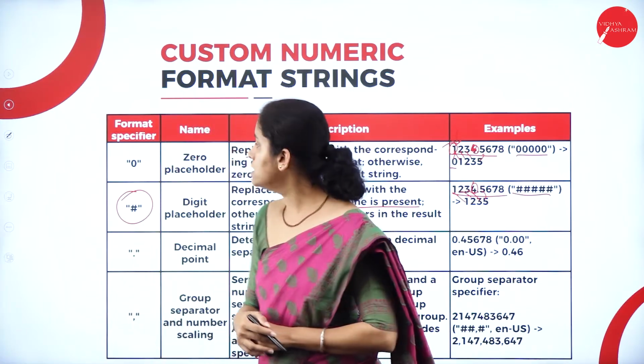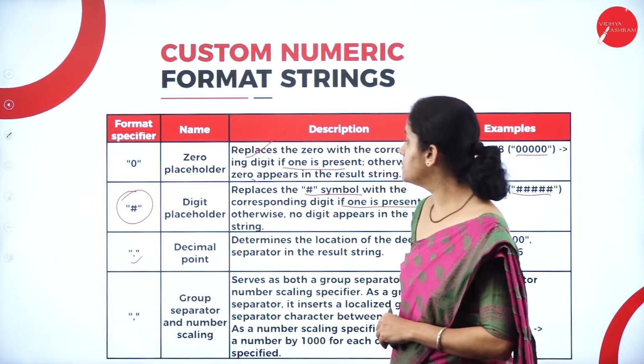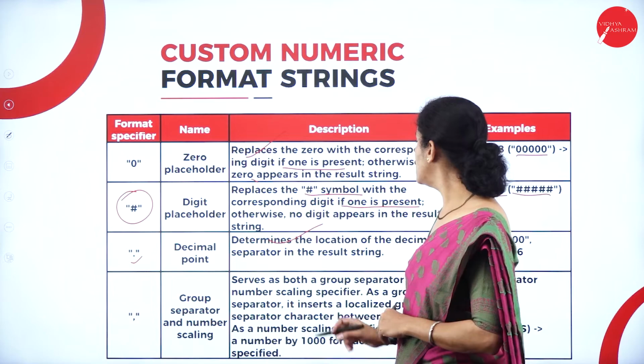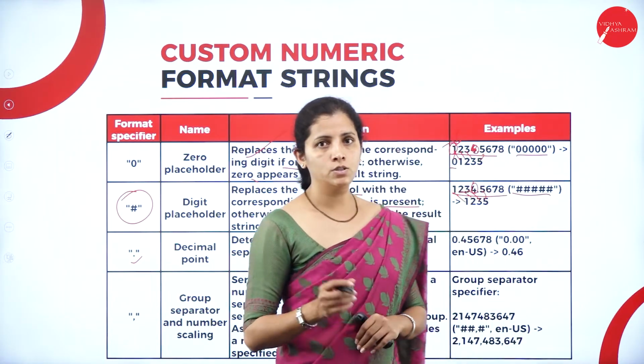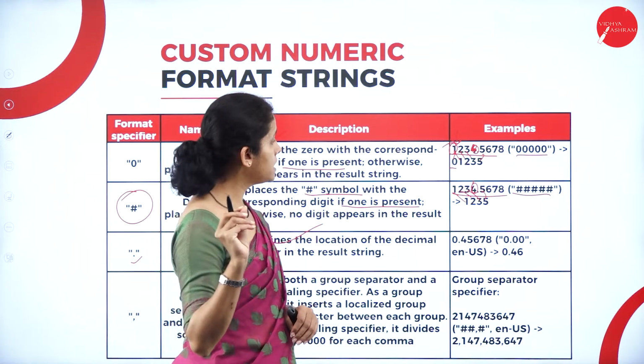Now I have another format specifier, dot. That is nothing but the decimal point or decimal placeholder. It determines the location of the decimal separator. So it is mainly used to represent the decimal separator.